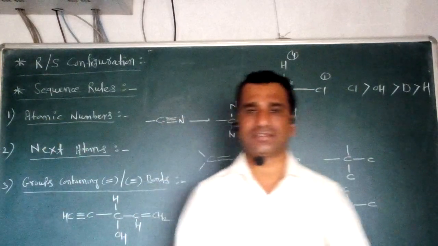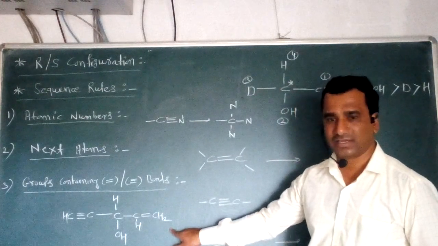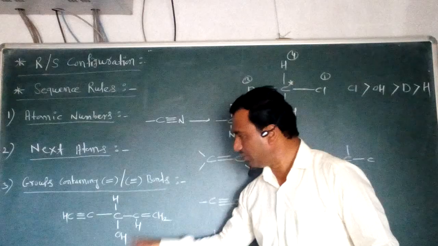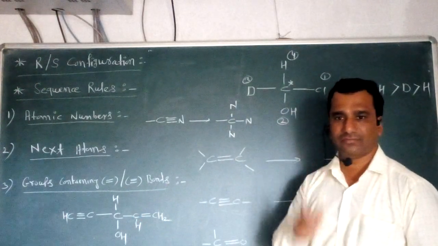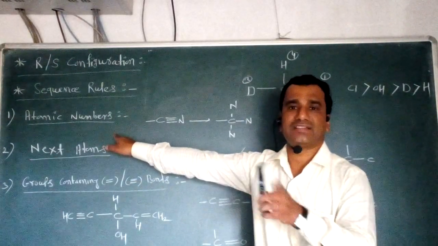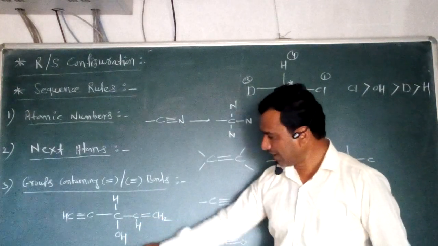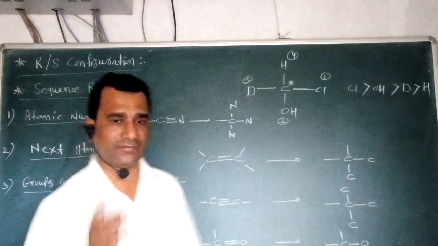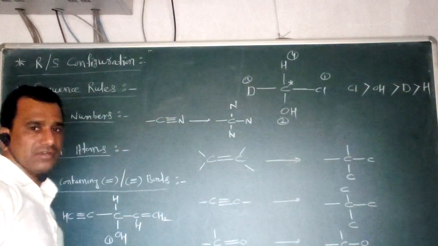By considering this third sequence rule, we have to assign the priorities to this particular chiral center in which one double bond is there, one triple bond is there, one OH and one hydrogen is there. So again we have to follow sequence rule number one. We have to consider the atomic numbers of the atoms directly attached to this chiral center. Among these four different atoms, oxygen is directly attached to this carbon, so this oxygen has the first priority. So we can write priority number one to this OH group.